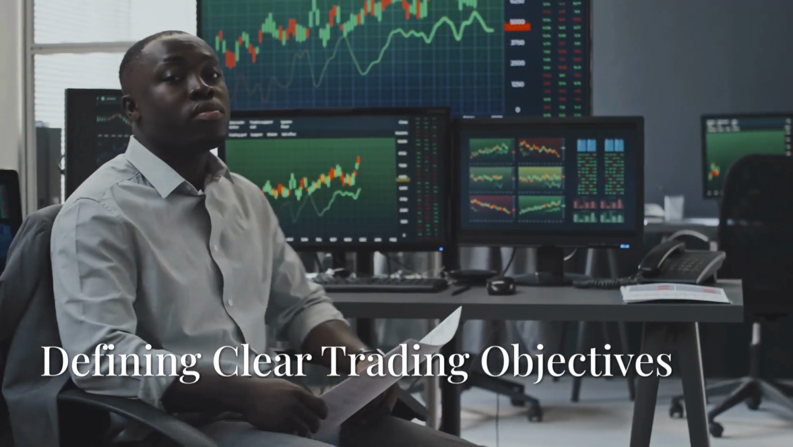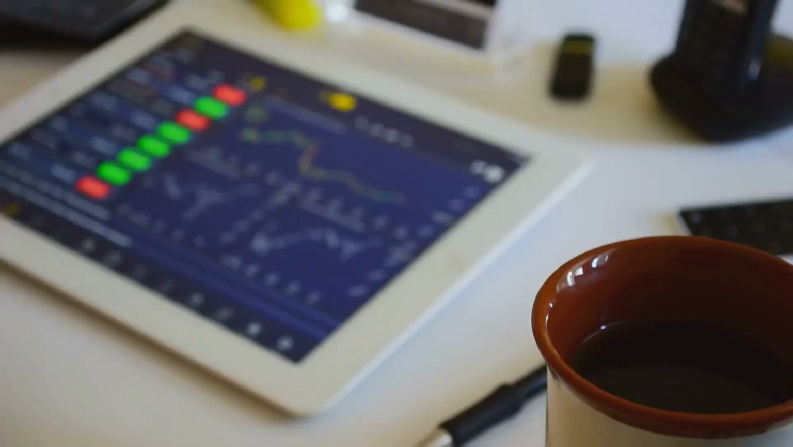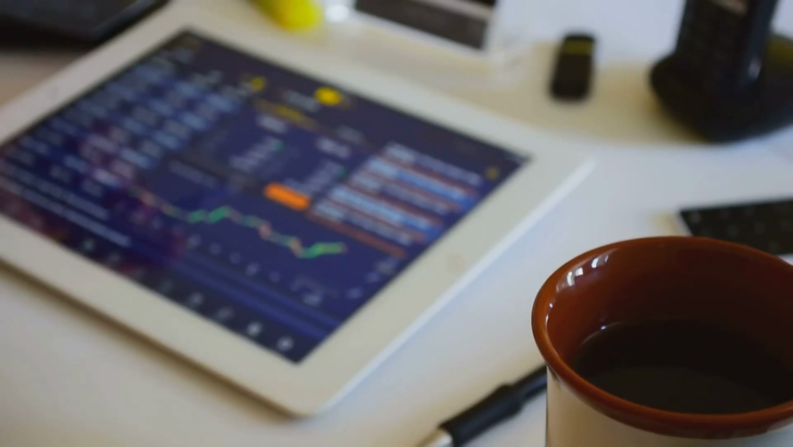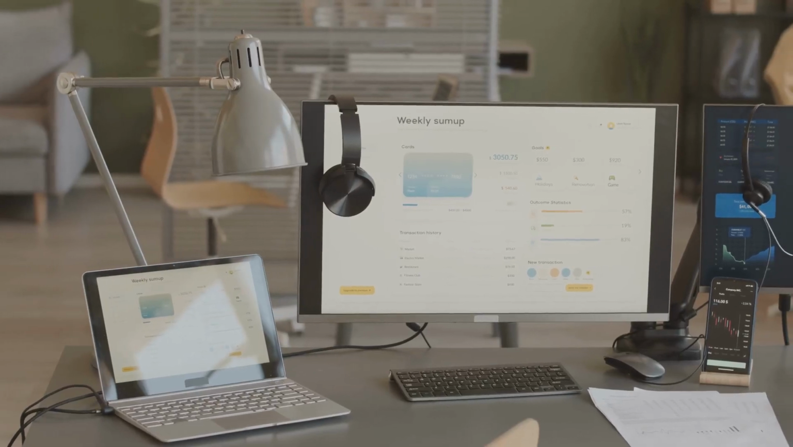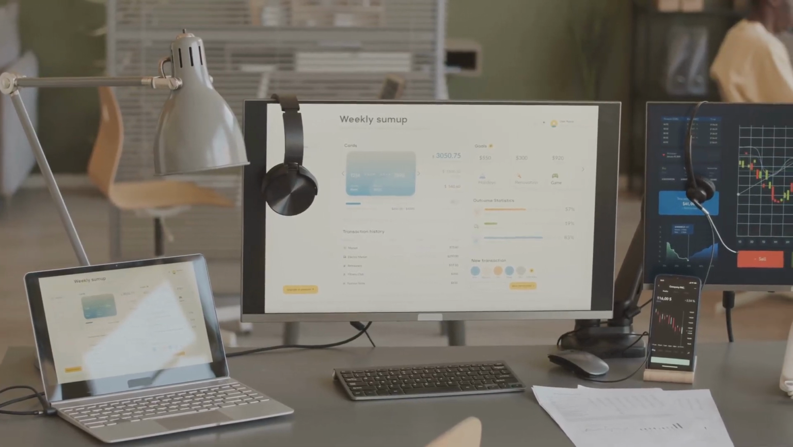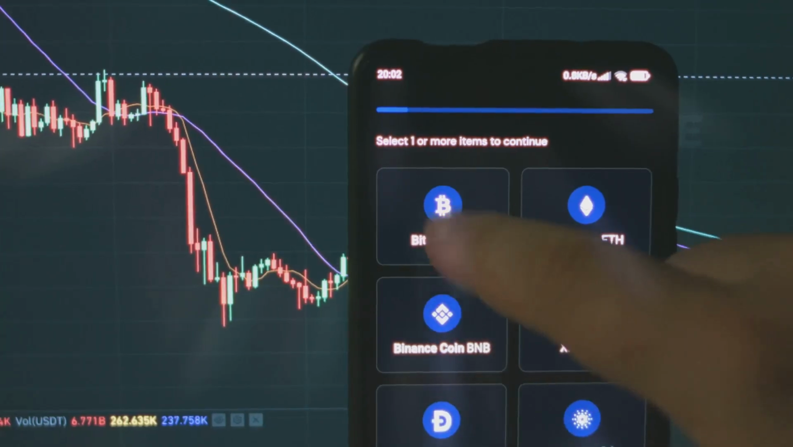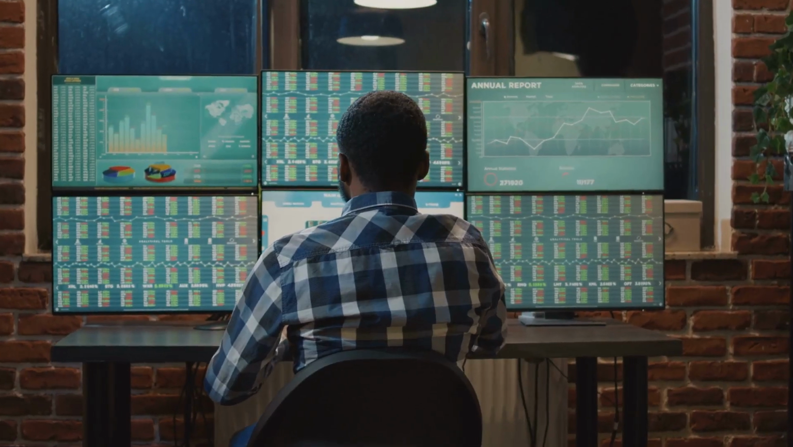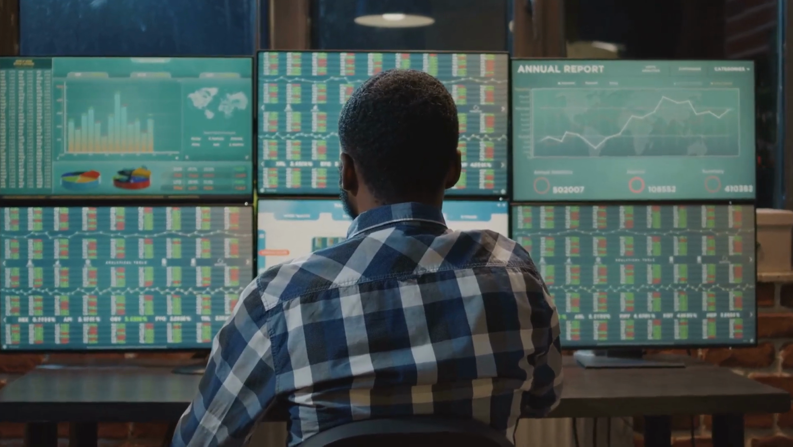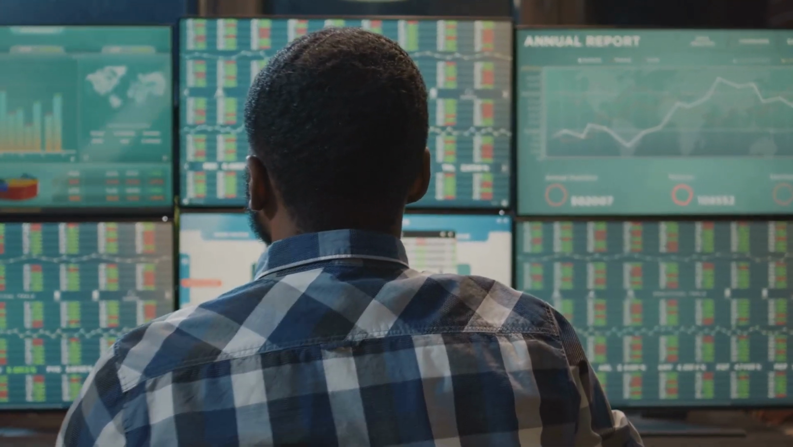Step 1. Define clear trading objectives. Clearly defining specific trading objectives helps traders systematically align indicator selection, strategy parameters, and risk management practices with desired outcomes. Objectives include target returns, risk tolerance levels, preferred trading timeframes, and asset types. Clearly defined objectives provide structured guidance for indicator selection and strategy development.